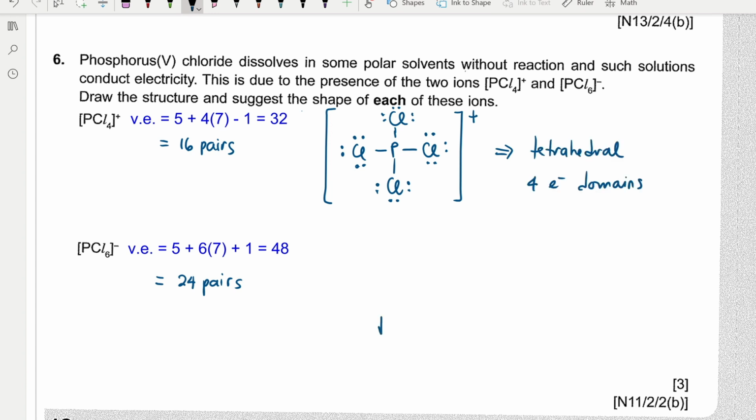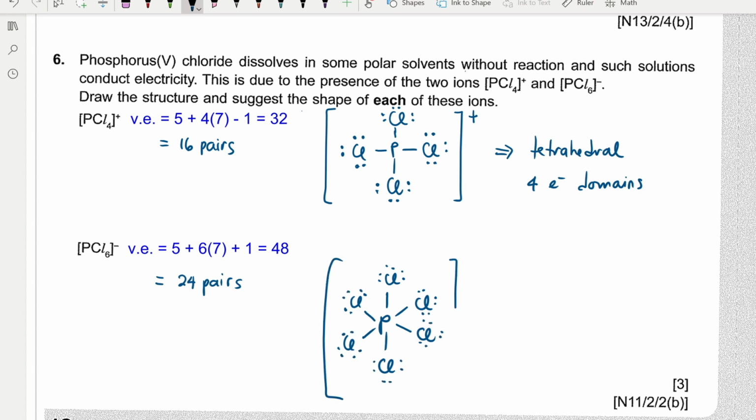Now the other one: phosphorus is bonded to 6 chlorines. Each chlorine needs to have 8 valence electrons to satisfy the octet rule, so that's what we're going to do. We have 6 pairs of electrons drawn in already, so we need 18 more pairs. We have a total negative charge for this. Since phosphorus has 6 electron domains, this is an octahedral structure.